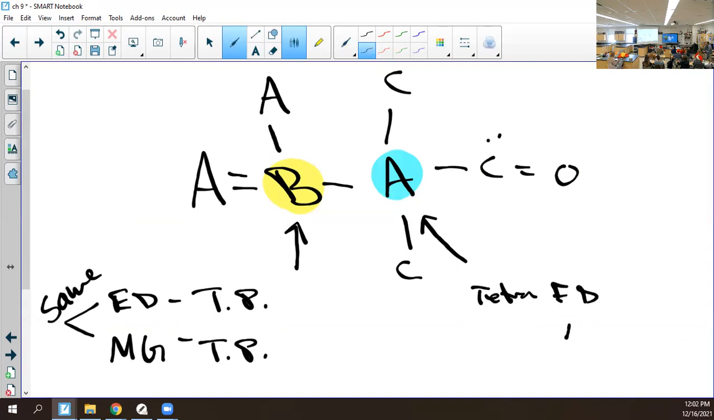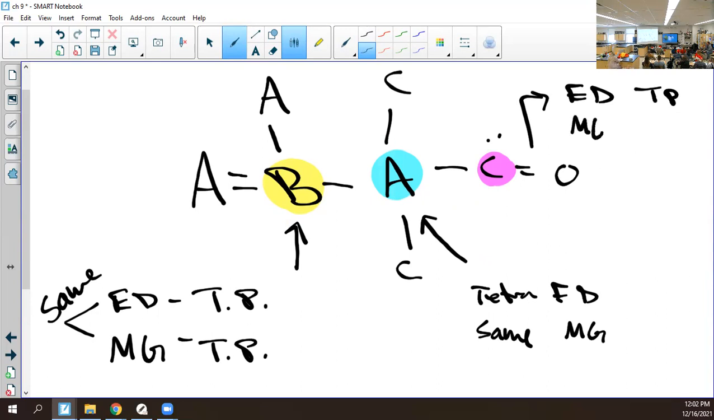What about the molecular geometry? Same. Tell your partner why it's the same. All right, because all the electrons A has are bonded to something else. All right, I wasn't going to do C, but we might as well while we're here. We have element C or carbon. What would its electron domain be? It has three, so trigonal planar, right? How about its molecular geometry?